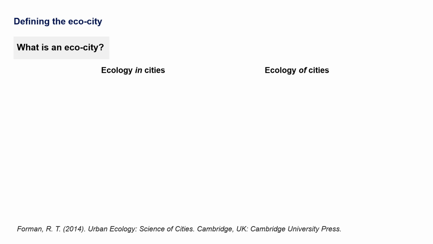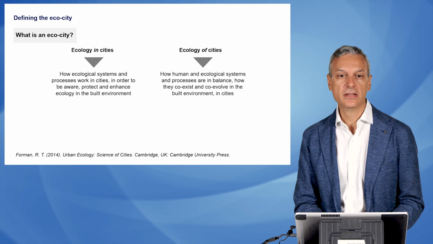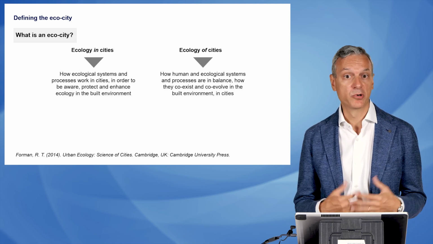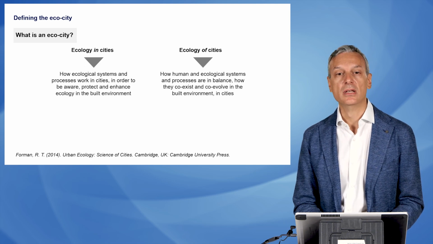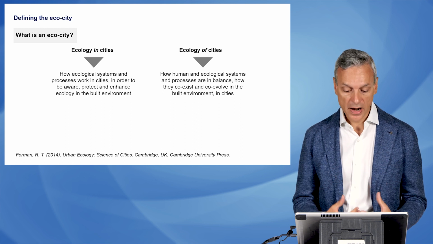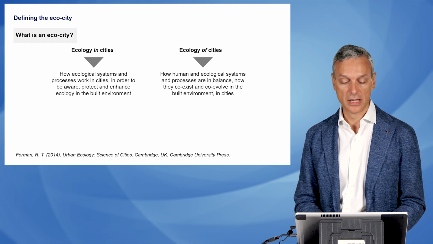We can follow different approaches: the approach of looking for ecology in cities, or the approach for ecology of cities. In the first approach, we look at how ecological systems and processes work in cities in order to be aware, protect and enhance ecology in the built environment. While in the second approach, ecology of cities, we look at how human and ecological systems and processes are in balance in the city, how they coexist and co-evolve in the built environment.